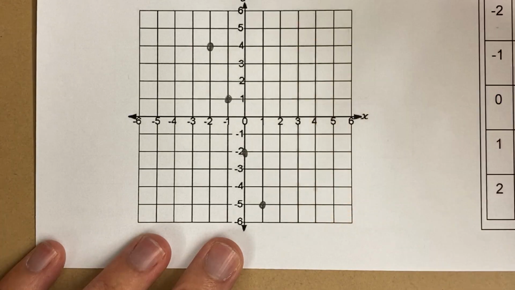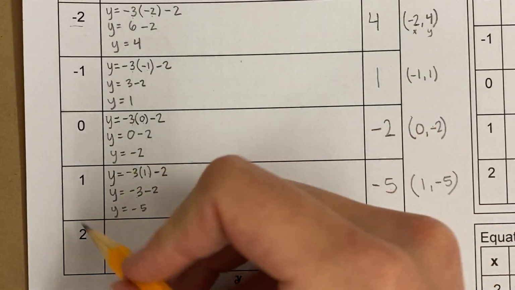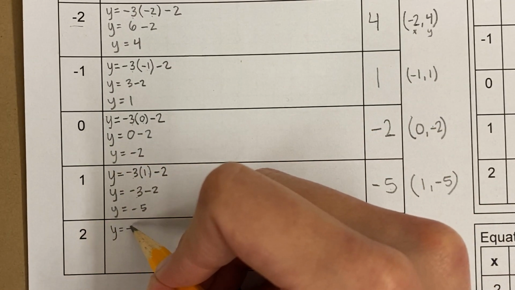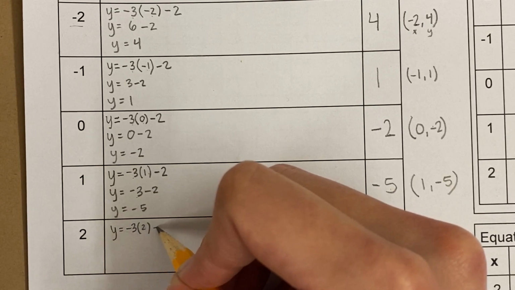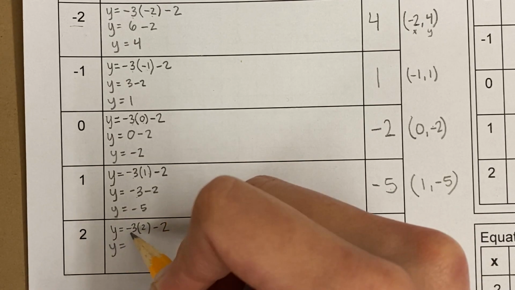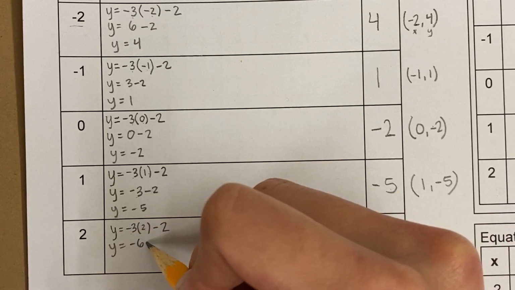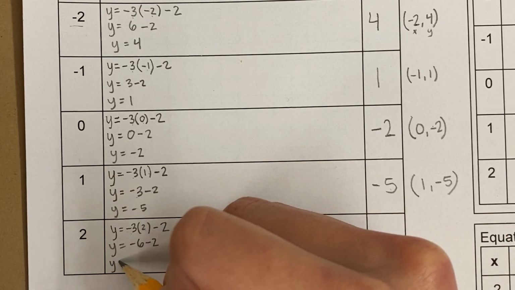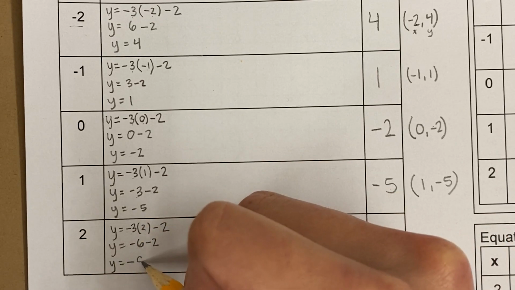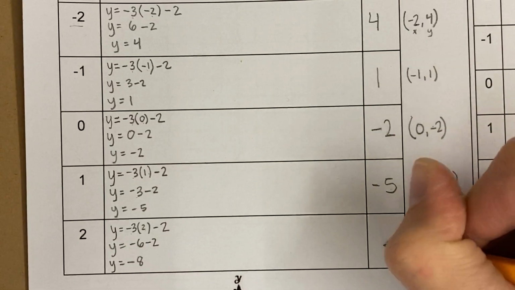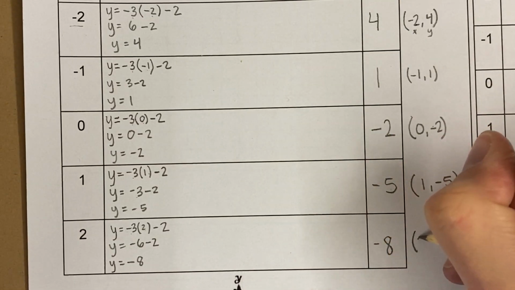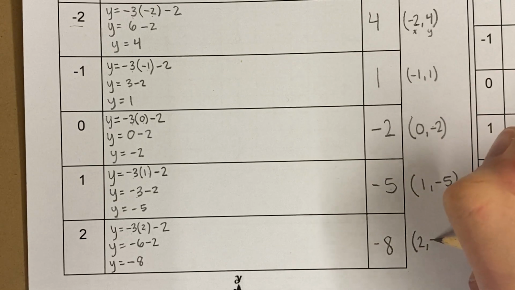Okay, and maybe you can predict that when I plug in 2, the point's going to be off the graph. It'll be down here somewhere. Let's plug in and see what happens. -3 times 2 is -6, minus 2. -6 minus 2 is -8. So that's the point 2, -8.